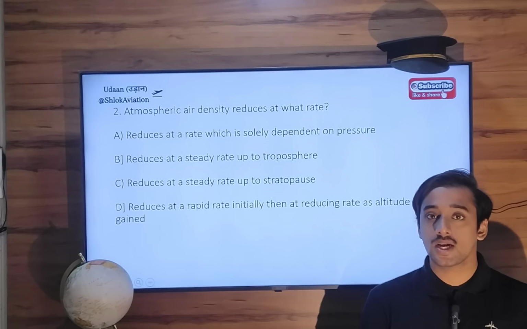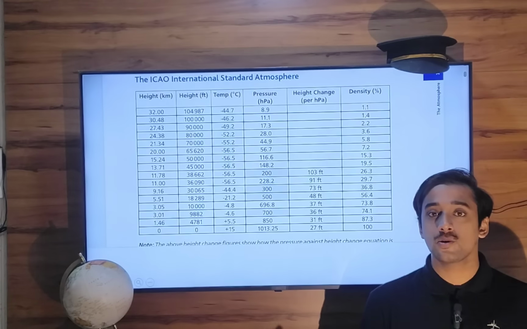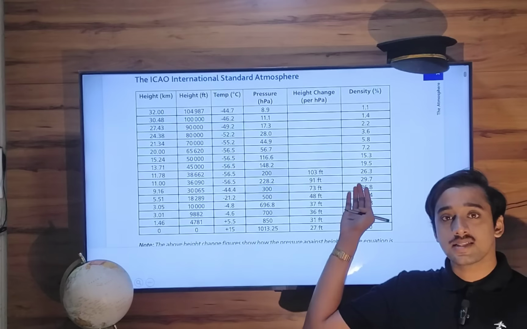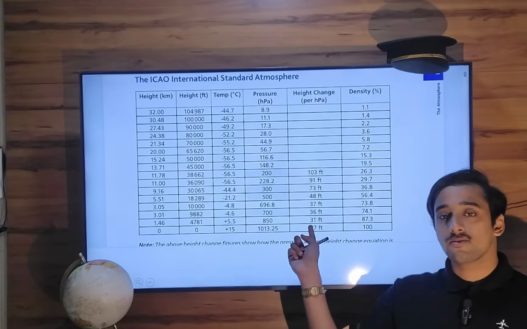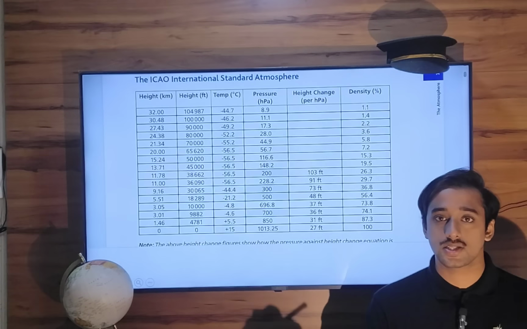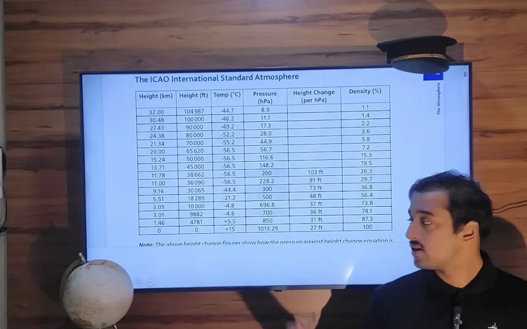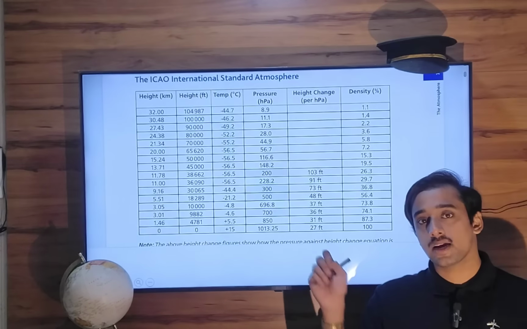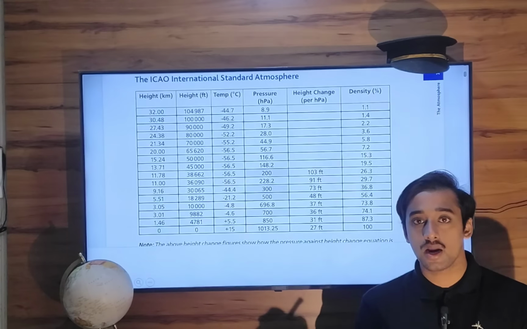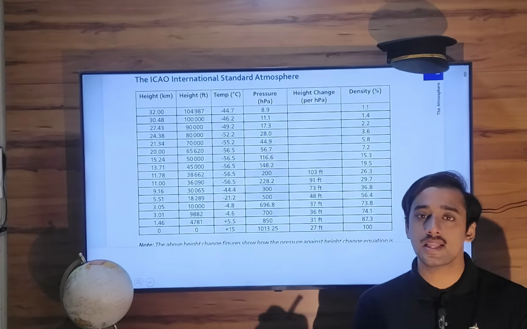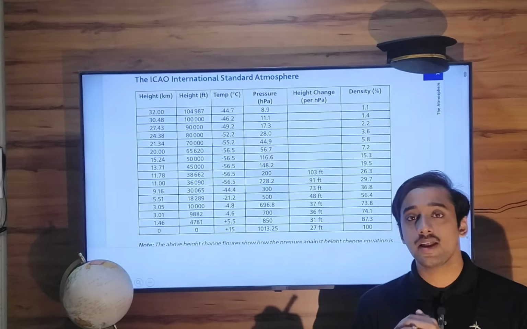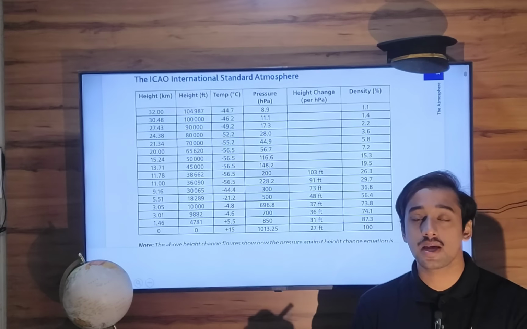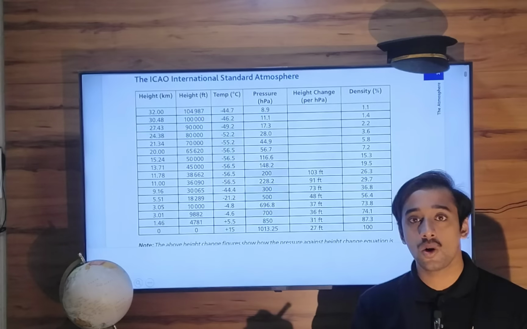Atmospheric density reduces at what rate? Now here in front of you is an ISA table in which you have atmospheric pressure and density given to you, and the rate at which pressure and density change. You have to remember that for pressure, at lower levels of the atmosphere, that is at mean sea level, atmospheric pressure changes by 1 millibar every 27 feet or every 30 feet approximately. But when you go to higher and higher levels, the rate at which atmospheric pressure changes becomes slower and slower.